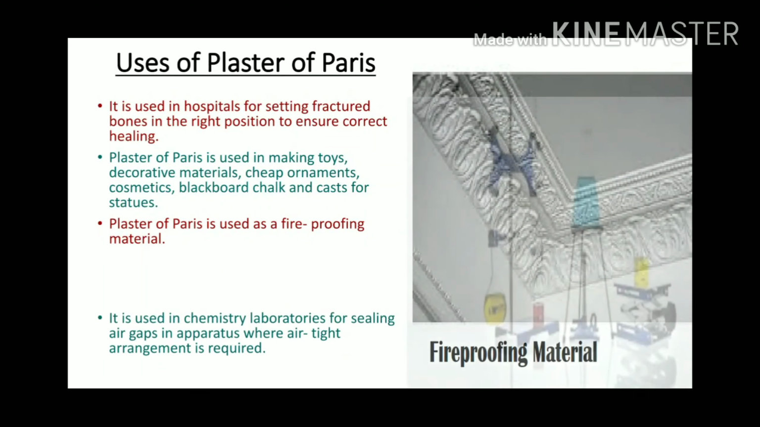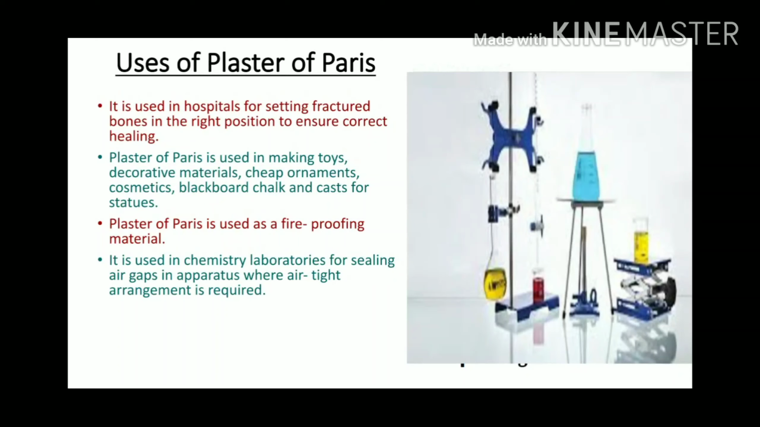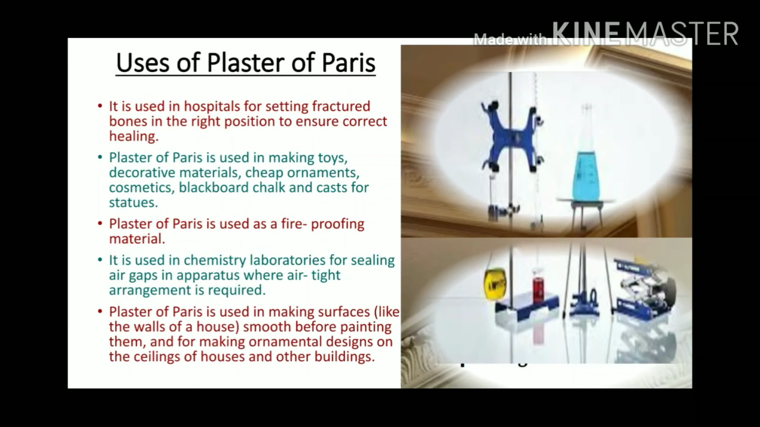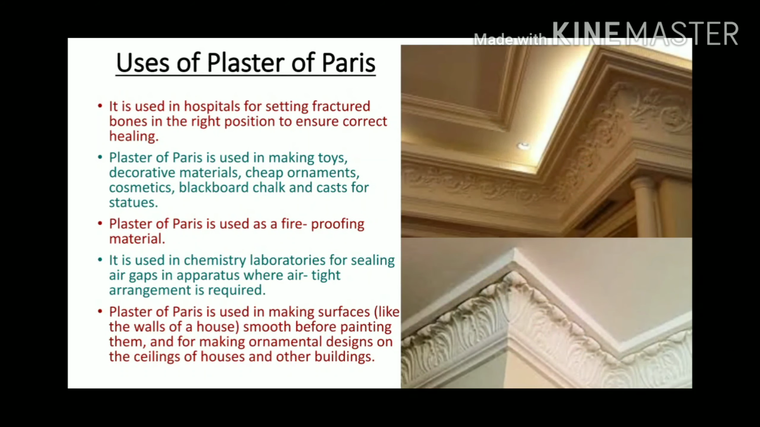It is used in chemistry laboratories for sealing air gaps in apparatus where airtight arrangement is required. Plaster of Paris is used in making surfaces like the wall of a house smooth before painting them, and for making ornamental designs on the ceilings of houses and other buildings.